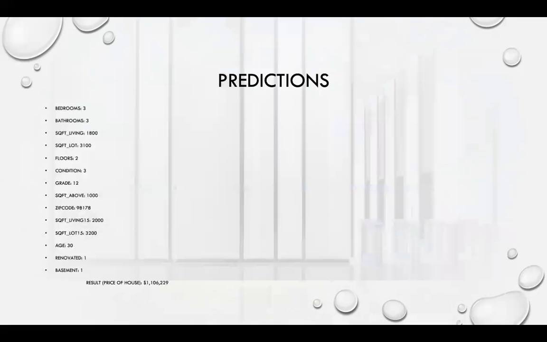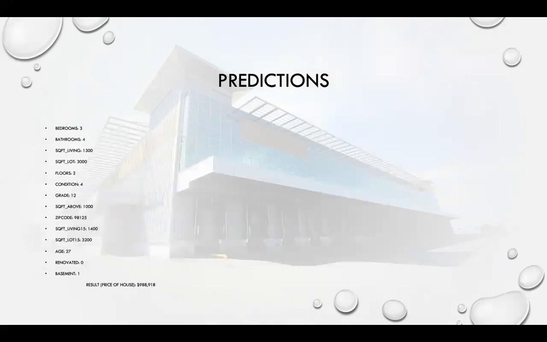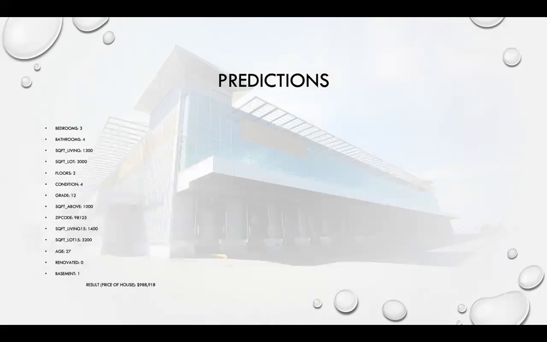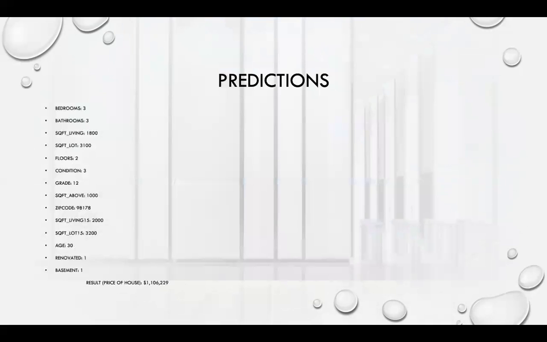So if we notice in both these records, the main big difference is the number of bathrooms and the square foot living area, and whether the house was renovated or not. We can clearly see the first house has a higher price, and we can see that these variables are specifically impacting the price of the house.